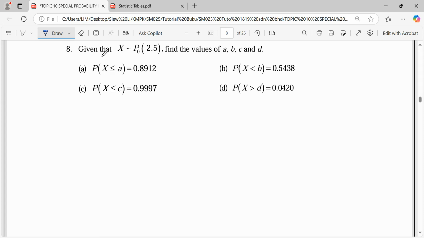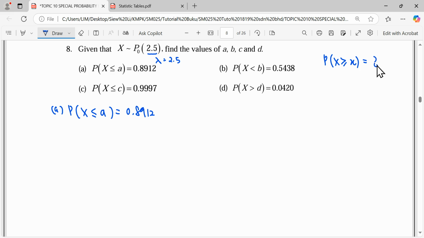Hi everyone. Given that X is distributed Poisson with lambda equals 2.5, find the reading that can give you the probability. For the first one, part A, P(X ≤ a) equals 0.8912. In using our table, it is always X ≥ some value.